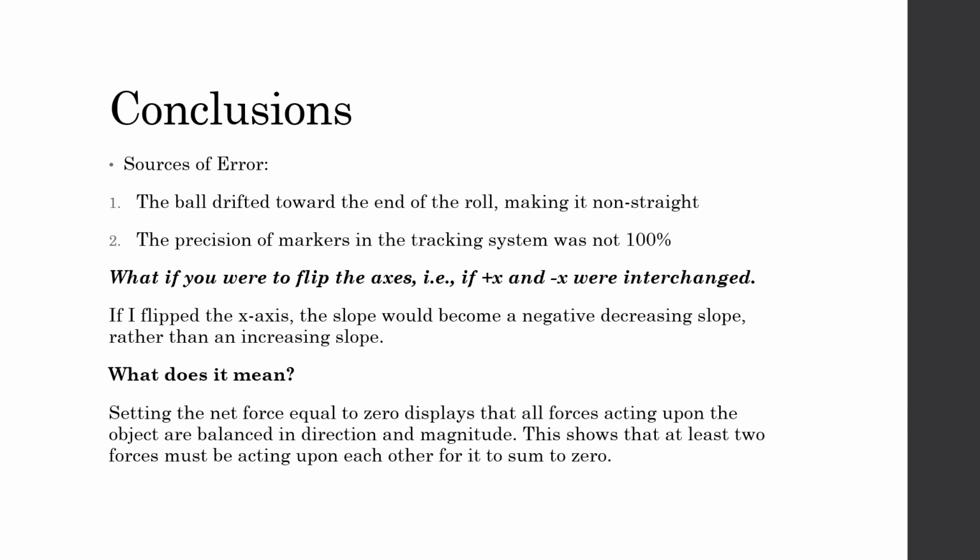If I were to flip the x-axis, the slope would become a negative decreasing slope rather than an increasing slope. For the "what does it mean" statement, setting the net force equal to 0 displays that all forces acting upon the object are balanced in direction and magnitude. This shows that at least two forces must be acting upon each other for it to sum to 0.